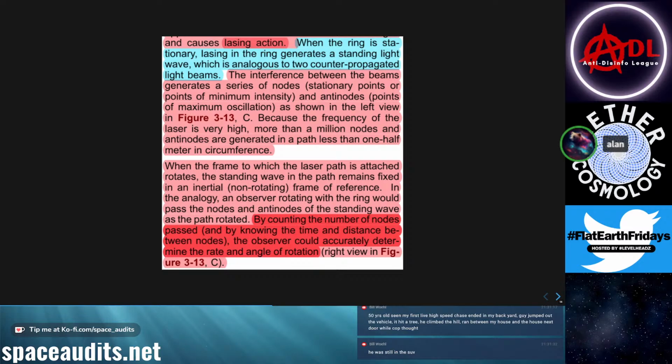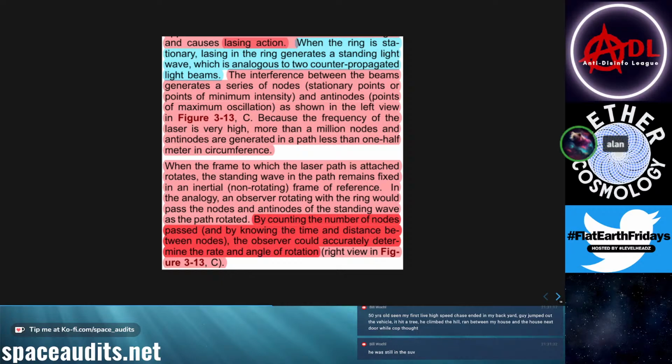The interference between the beams generates a series of nodes, stationary points. So they're describing how the fringe shift is measured here. Sorry, this was supposed to go up earlier to describe how they're actually measuring the fringe. I apologize. This was supposed to give you full context on the fringe shift pattern relationship and velocity.